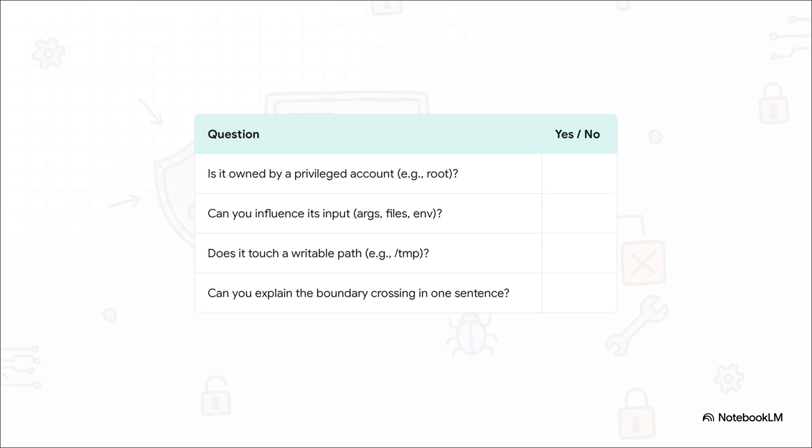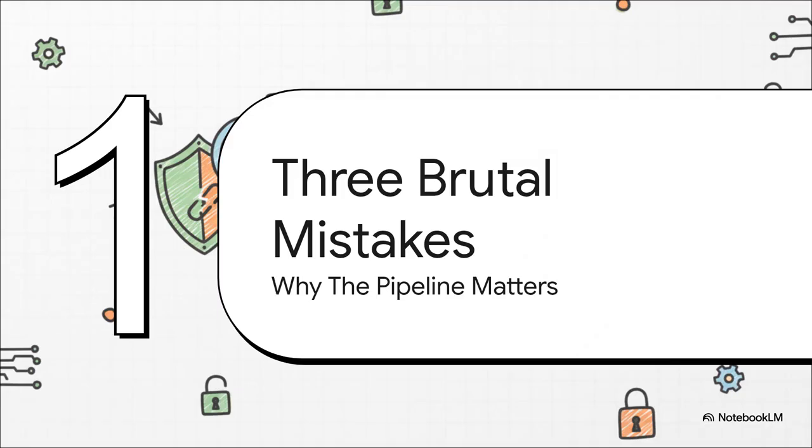And here's the absolute killer question. Can you explain the privilege escalation path in one simple sentence? If the answer is no, you move on. No exceptions. All right, to really drive home why this pipeline is such a game changer, let's talk about the brutal mistakes it helps you avoid. These are the things that just tank your time and crush your spirit when you're just winging it.